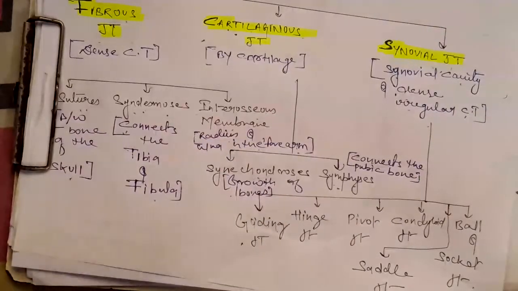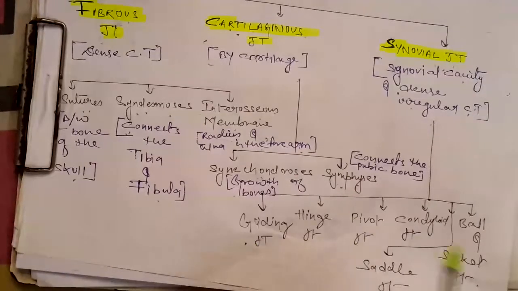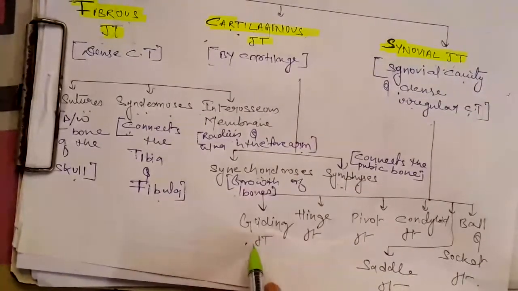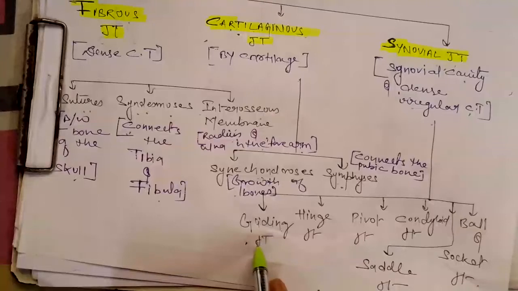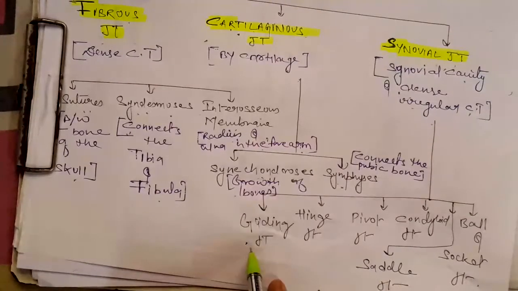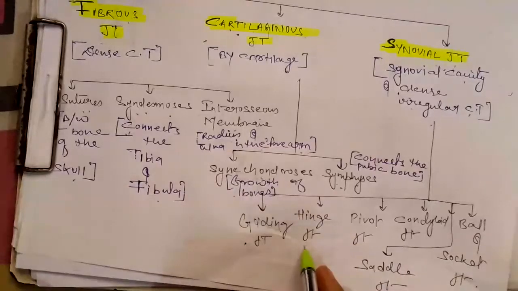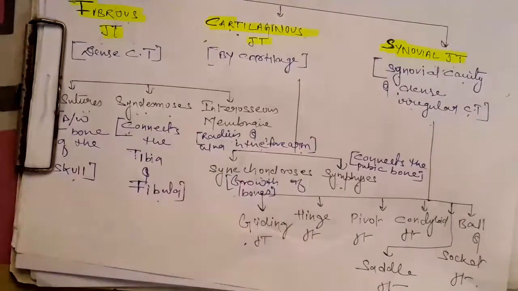Next we will see the types of the synovial joints. There are six types of synovial joint. First one is gliding joint. The gliding joint is found in the carpal bones in the wrist, the tarsal bones in the foot, and in between the processes of the spinal vertebrae. The next joint is hinge joint. The hinge joint is found in the knee, ankle, and the joints between the phalanges and toes.